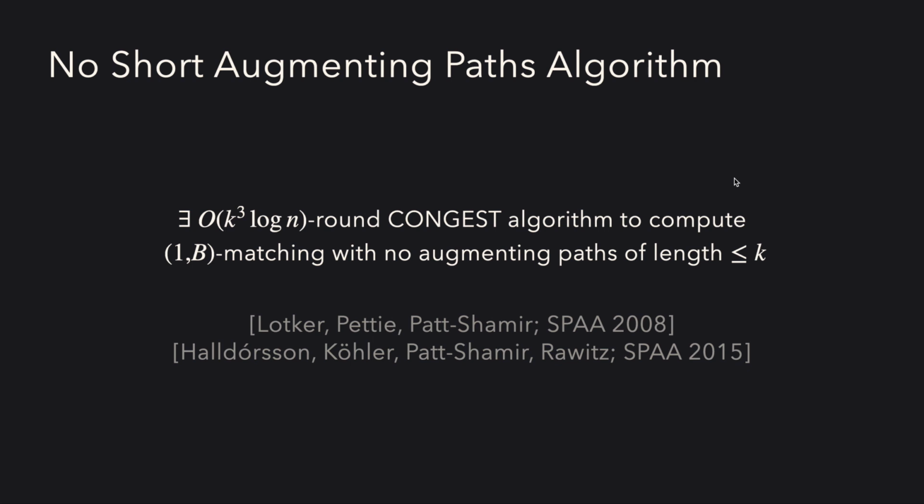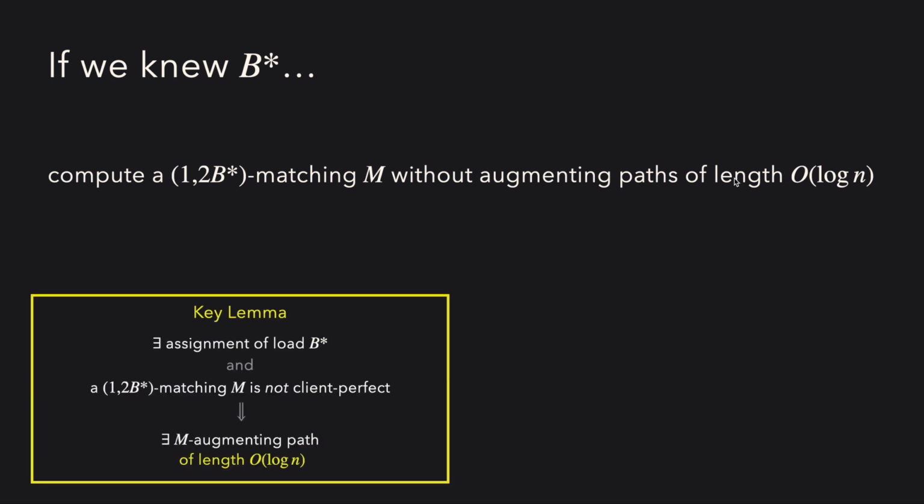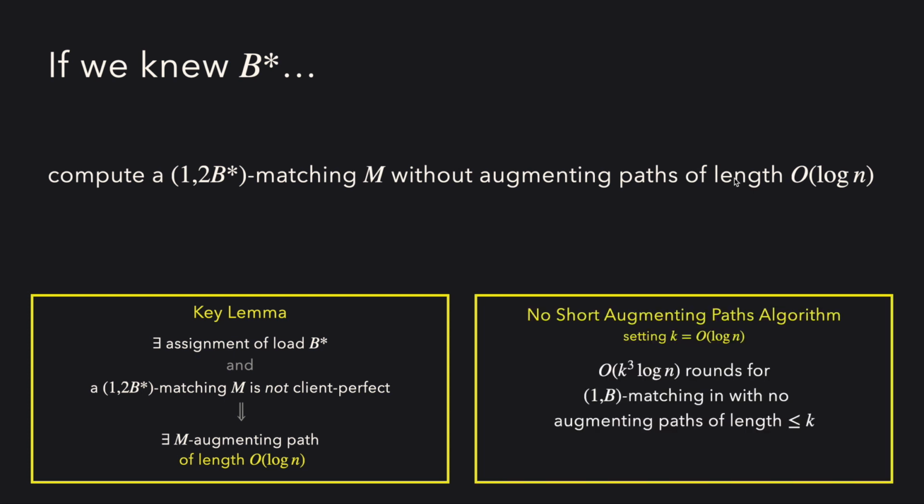To develop an algorithm for unweighted load balancing, let's suppose we know B star, the maximum server load in the optimal assignment. Our algorithm would then be extremely simple. Just compute a 1-2B star matching M without augmenting paths of length order log n. By the key lemma, this algorithm produces a client-perfect 1-2B star matching, and thus if every client assigns itself according to this matching, the resulting assignment is load at most 2B star. By the no-short augmenting paths algorithm, this line can be implemented in polylog n rounds since we just apply it with k equal to order log n.